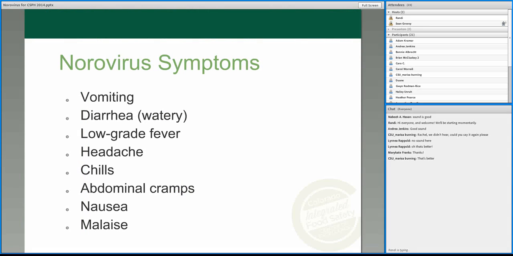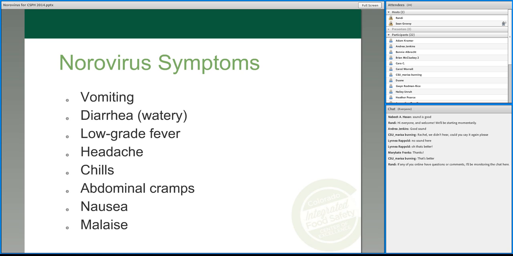So the symptoms of norovirus are vomiting, watery diarrhea, low-grade fever, headache, chills, abdominal cramps, nausea, malaise. In general, these are described as somewhat mild symptoms in terms of gastrointestinal illness. You have no bloody diarrhea. Fortunately, rates of hospitalization are very low for norovirus, and fatalities from norovirus are incredibly low. And the individuals who do have severe outcomes with norovirus tend to be people with other underlying medical conditions, particularly older folks.